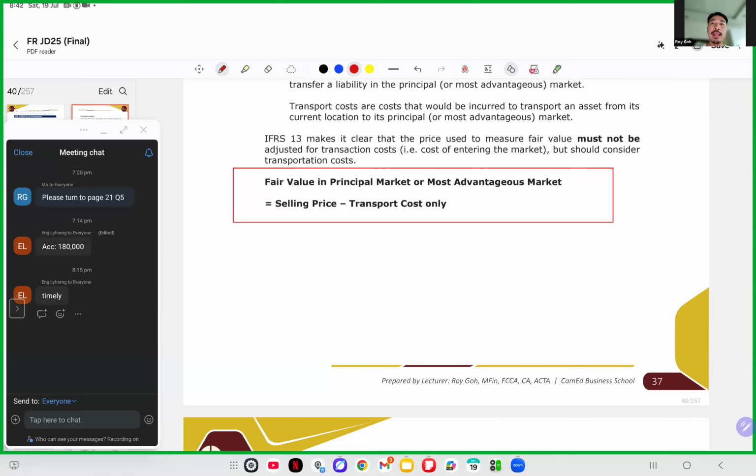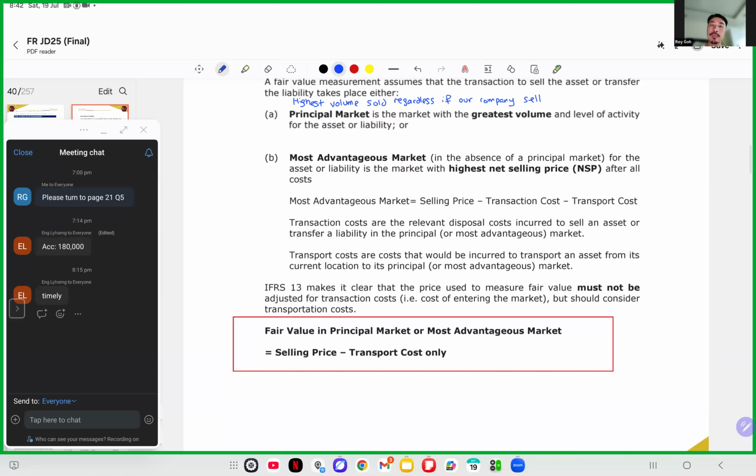The fair value in the Cambodian market is to take the selling price minus the transport cost. That's the fair value of the principal market. Everyone clear? Okay, next one.